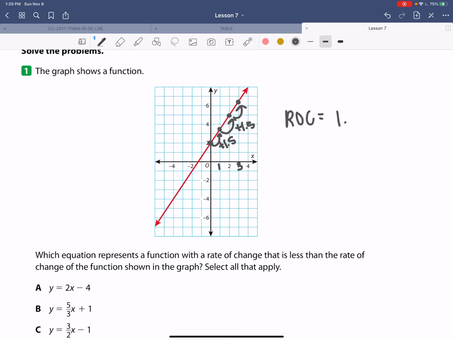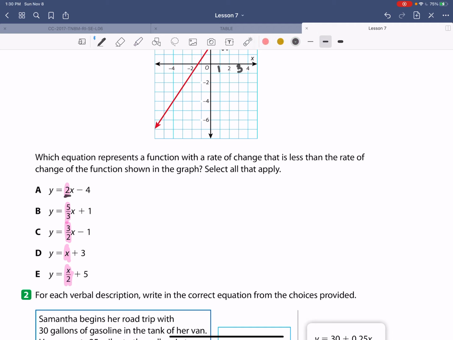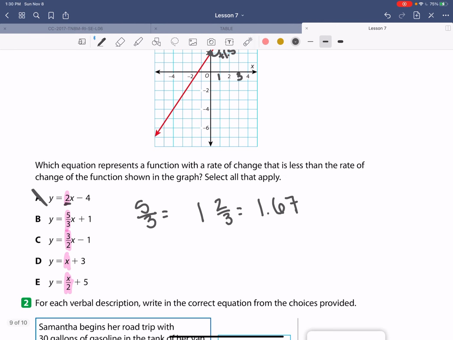So we're literally just looking at all of the coefficients here and seeing if they are less than 1.5. 2 is not less than 1.5, so it's not our answer. 5 over 3 is equal to 1 2/3, which is about 1.67, which is more than 1.5, so no. C is 3/2, which is 1 1/2, which is exactly 1.5, which is not less than 1.5. So that cannot be our answer.